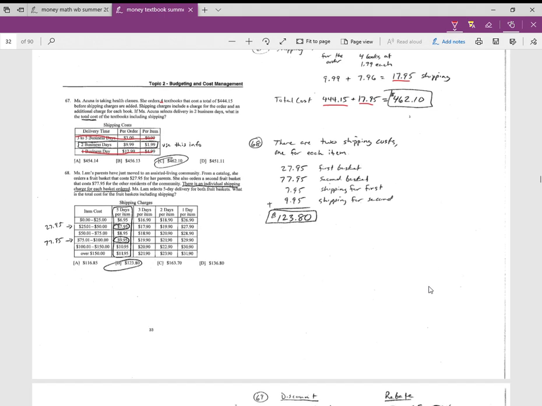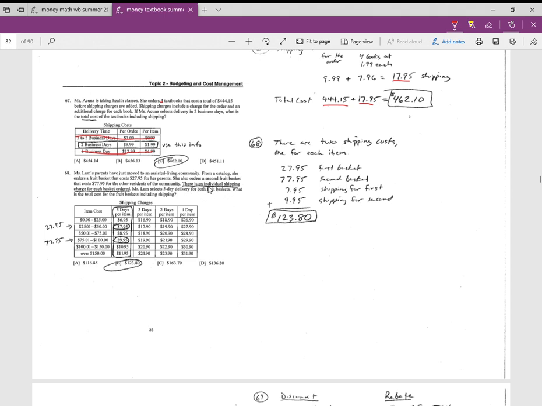All right, last one. It says they just moved to an assisted living community. From a catalog, she orders a fruit basket that costs $27.95. She also orders a second fruit basket that costs $77.95 for the other residents of the community. Now this is the key sentence, okay? And this gets a little different than any other problem in this objective.